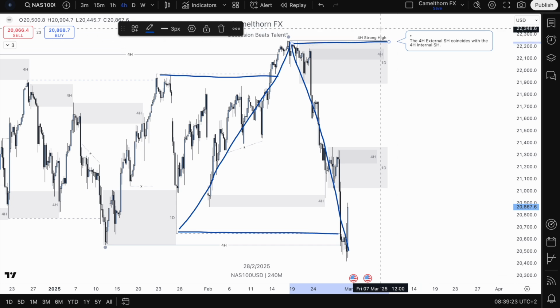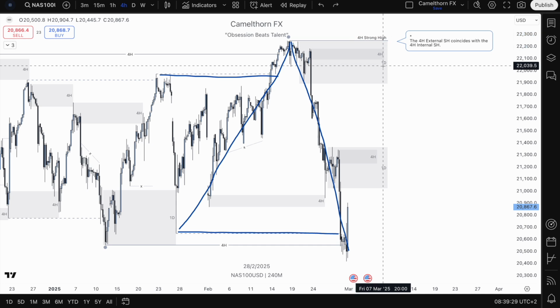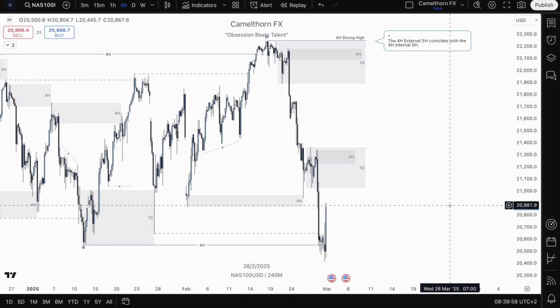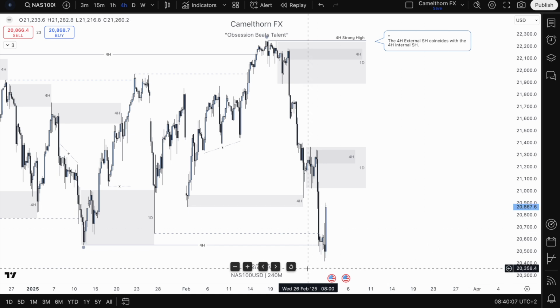And the reason why our 4-hour external strong high coincides with our 4-hour internal strong high. This is something that does often happen in the markets, particularly when you utilize that relationship that exists between internal and external structure, and when you utilize that to help establish your new structural ranges. Now, the reason I say this introduces a layer of complexity here on our 4-hour time frame is purely from the point of view of establishing your new 4-hour structural range.